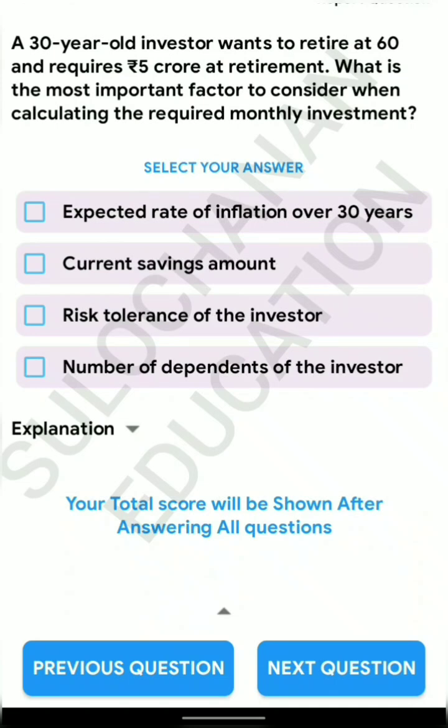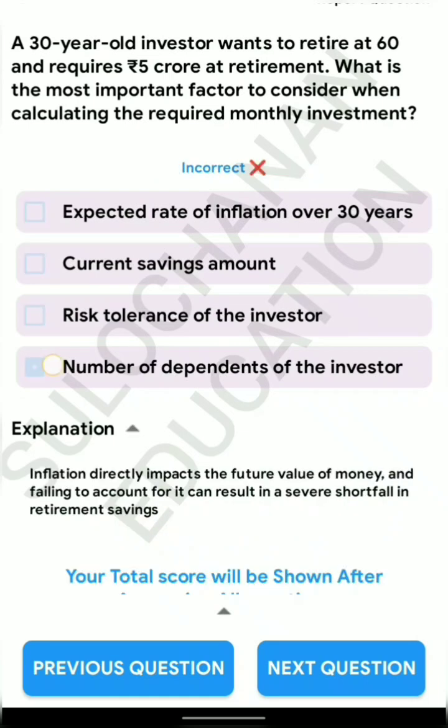A 30-year-old investor wants to retire at 60 and requires 5 crore at retirement. What is the most important factor to consider when calculating the required monthly investment? Options are, and the correct answer is option A. Expected rate of inflation over 30 years. Inflation directly impacts the future value of money, and failing to account for it can result in a severe shortfall in retirement savings.